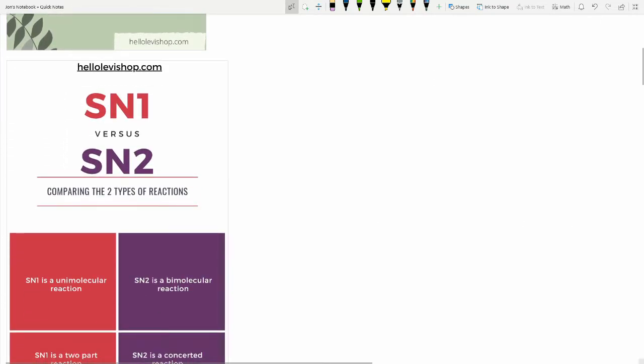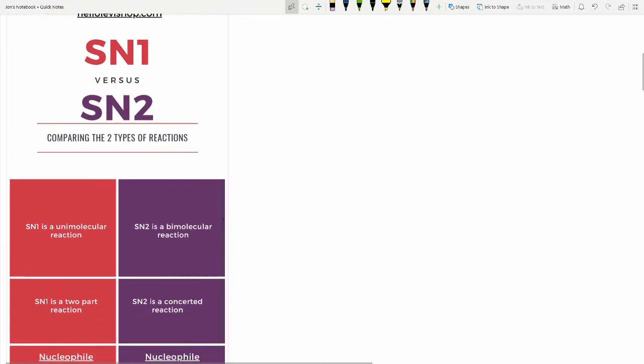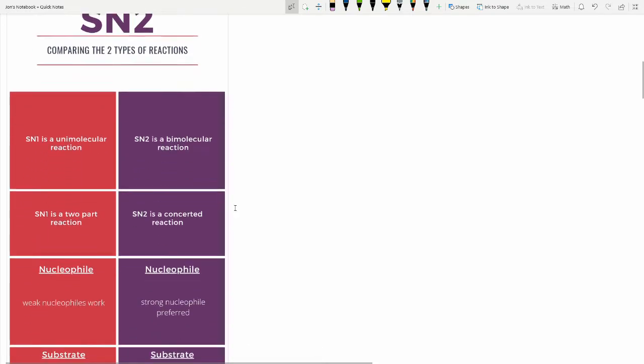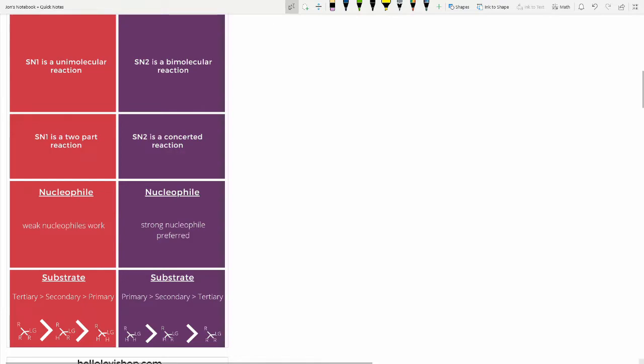Alright, so let's compare SN1 and SN2 reactions. SN1 reactions are unimolecular reactions, while SN2 reactions are bimolecular reactions. When we say that SN1 reactions are unimolecular, it means that the rate of the reaction is dependent only on the substrate. When we say that SN2 reactions are bimolecular, that means that the rate of the reaction is dependent on two reactants. Now, SN1 is a two-part reaction, while SN2 is a concerted reaction.